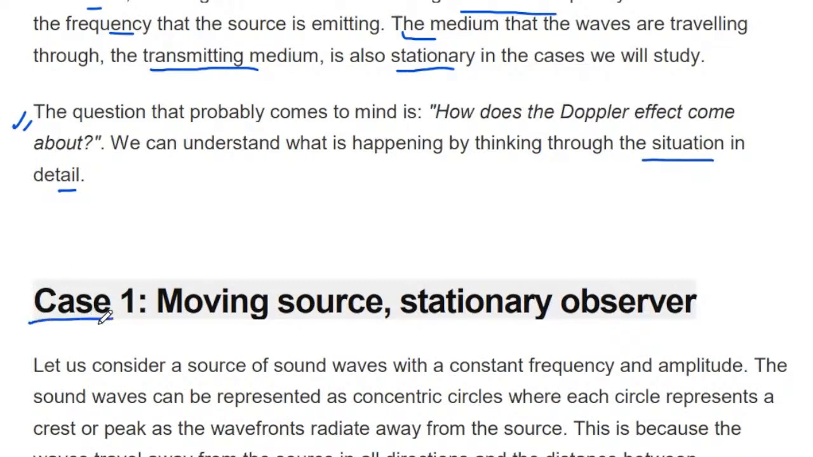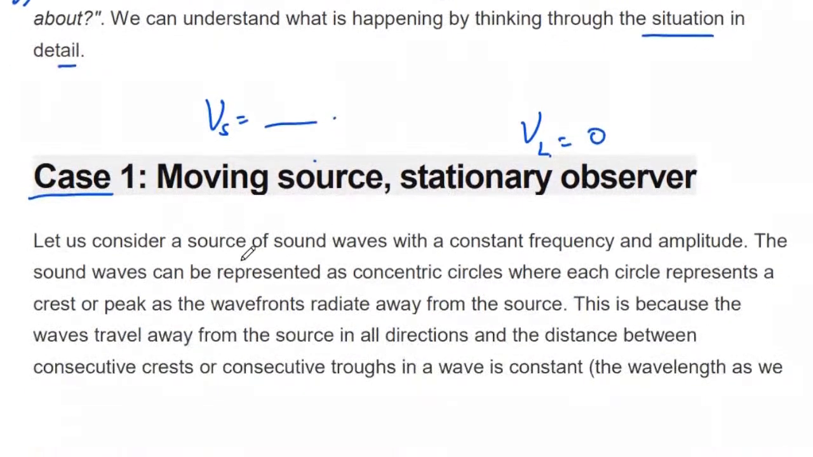Case study number 1. We have a moving source and a stationary observer, which means the velocity of the observer or listener is 0, but the velocity of the source has a certain value. If we consider a source of sound waves with a constant frequency and amplitude, the sound waves can be represented as concentric circles, where each circle represents a crest or a peak as wave fronts radiate away from the source.